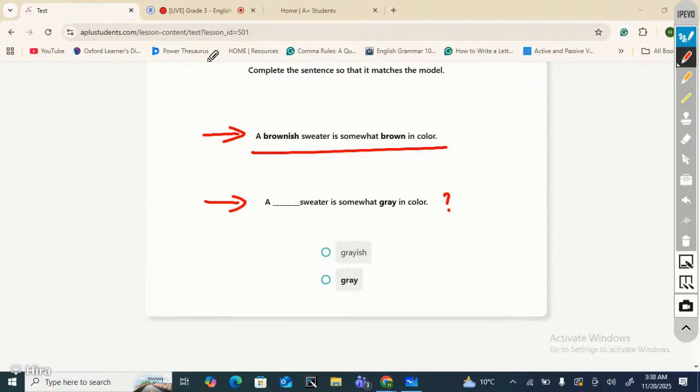Hmm. We've got an answer from Elite, option one. Okay, so a brownish sweater is somewhat brown in color. A blank sweater is somewhat gray. Well, a grayish. See, brownish ends in ish, the same suffix, and grayish ends in the same suffix. So it acts the same way in the sentence. A grayish sweater is somewhat gray in color. Yes, option one is correct. Good job.